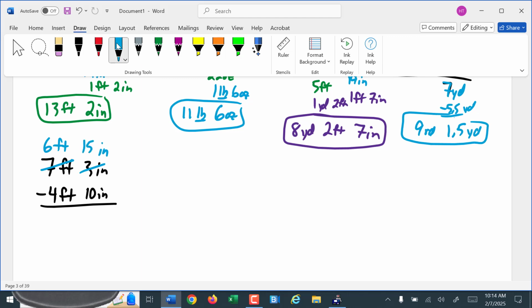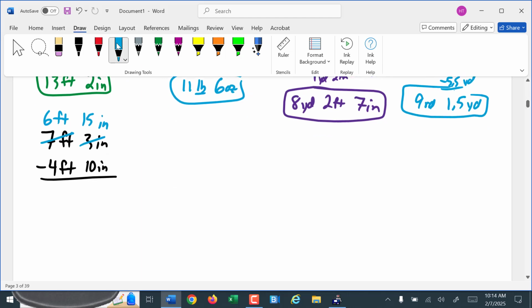A lot of groups will yell out 13 first there. It's 12 inches in a foot, so we got to add 12 to it. 15 minus 10 is 5 inches. 6 minus 4, 2 feet.